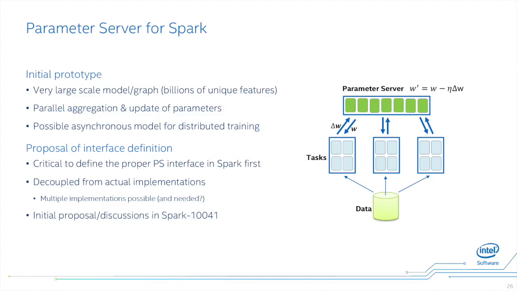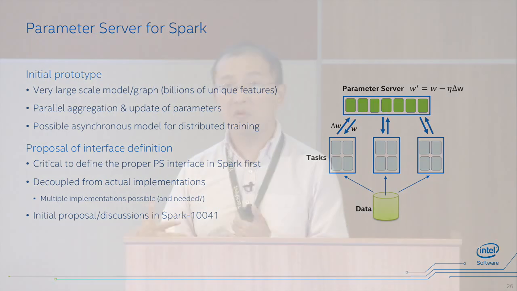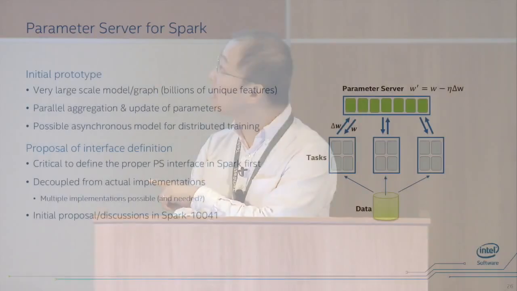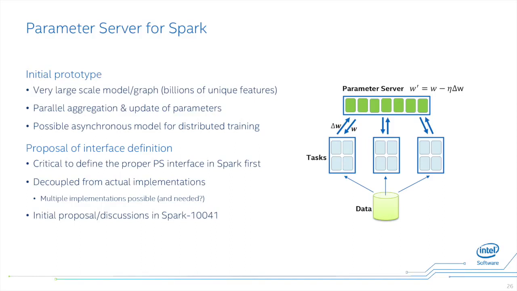So we are currently working with the community. There is a JIRA opened. At this stage, we think it's probably important to define the right PS interface: what are the abstractions, what is the data model, and so on, for Spark first, which can be decoupled from the actual implementation. I think people will probably need to look at several different implementations, but you probably want one right interface defined so that people can build different underlying implementations. We have an initial proposal in that JIRA, based on some of our previous work with our users. So if you are interested, I encourage you to look into that JIRA and join the discussions.